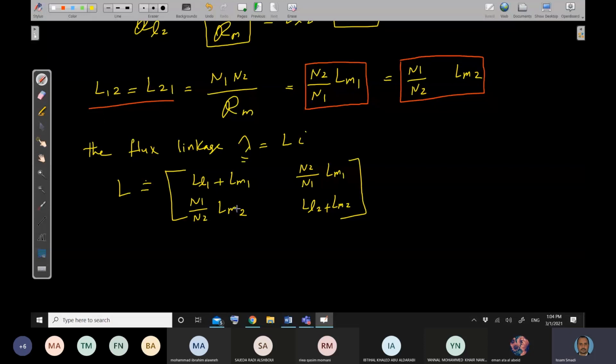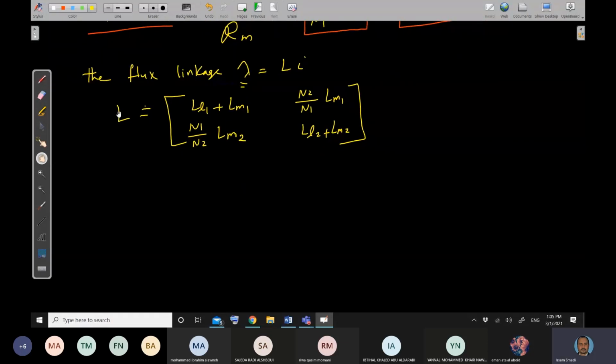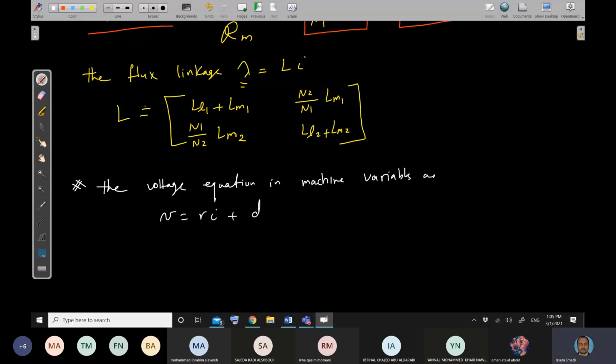So now if I substitute the flux linkage into the voltage equation, I can find the mathematical model for the magnetically coupled circuit. So now let's see the voltage equation in machine variables. The voltage equals Ri plus d by dt. Now instead of lambda, I can put Li.